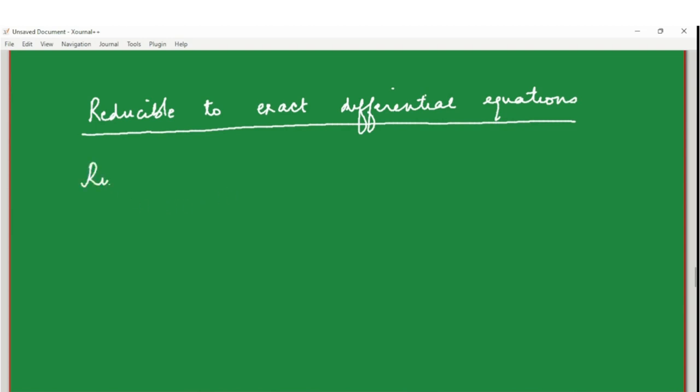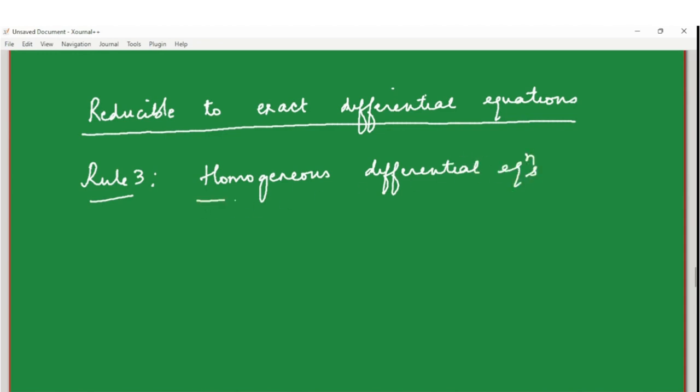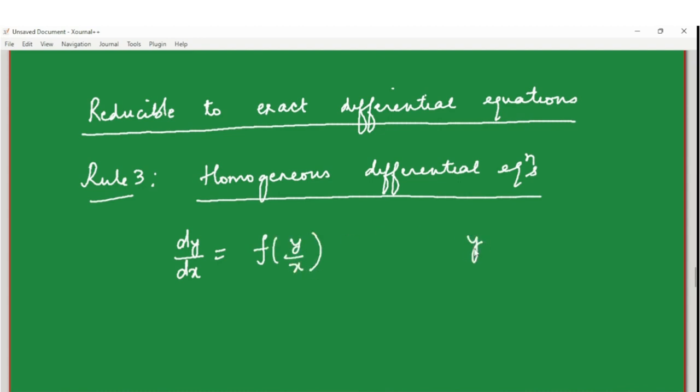This is rule number 3, which is applicable to homogeneous differential equations only. So for homogeneous differential equations, suppose we want to solve a homogeneous differential equation by making it exact. We already know that homogeneous differential equations look like dy by dx equal to a function of y by x, and putting y by x as v, we know how to reduce it to separable and then solve it the separable way. So this is one technique of solving homogeneous differential equations.